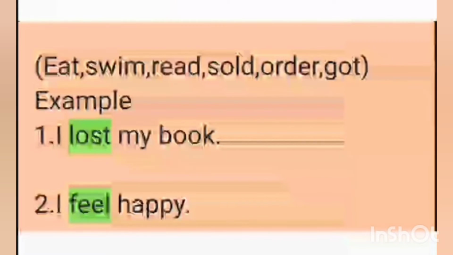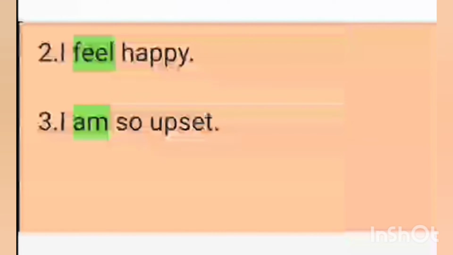Now we'll see the examples. I lost my book. Here, what is the action mentioned? That is lost. And lost is expressed in past tense. Now the second one, I feel happy. That is a state of being, right? And here, what is the state of being? What is a word that shows our feeling? That is feel. So feel is a verb and that is expressed in present tense. So verbs are used to describe the action mentioned in a sentence or state of being that can be either in present tense, past tense or future tense.